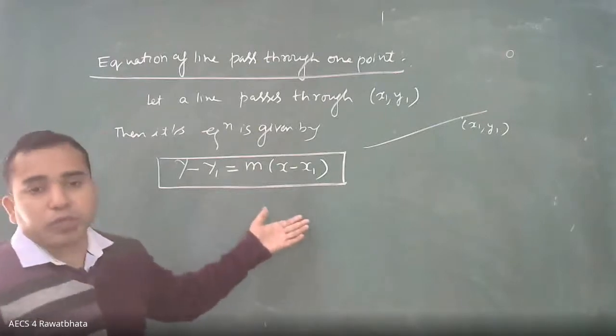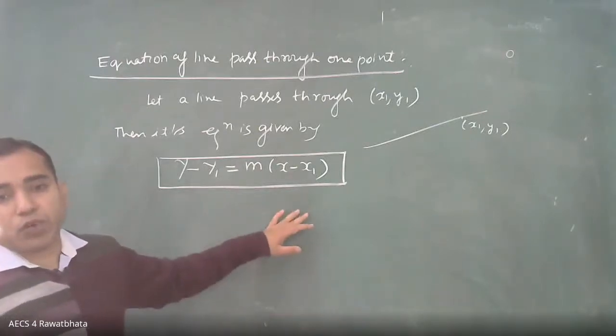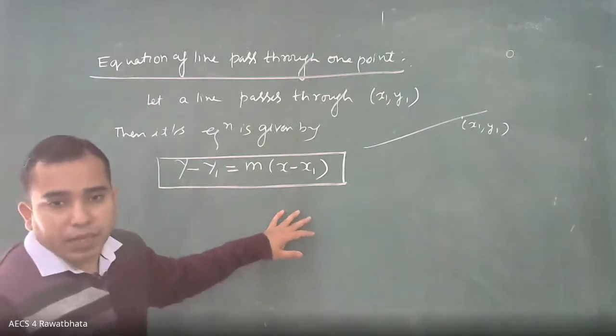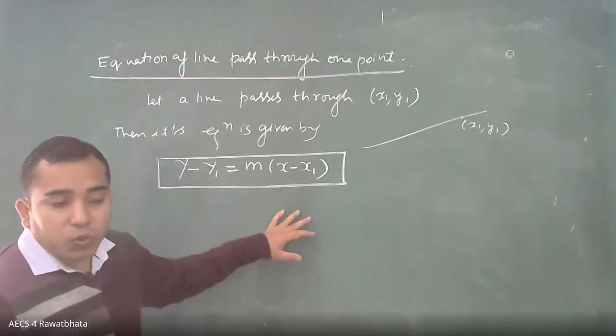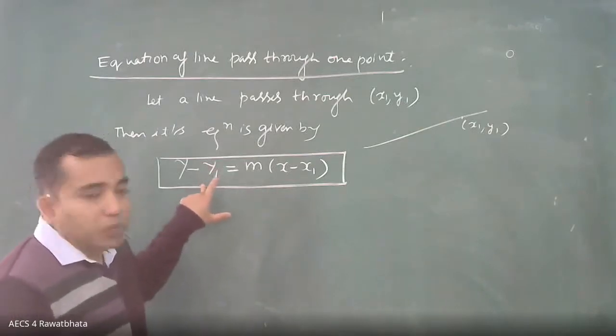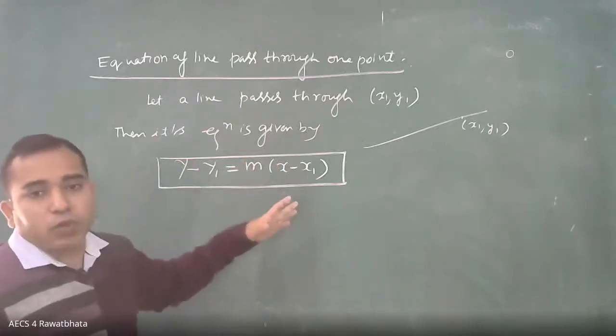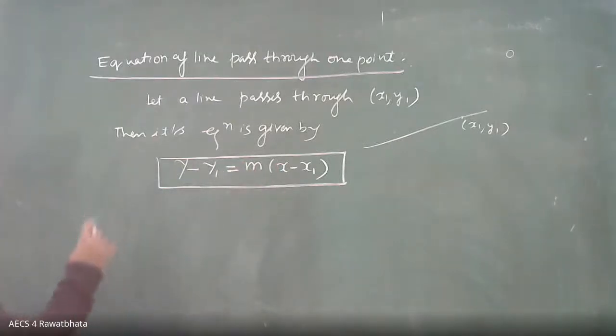This formula is going to be used plenty of times, super useful, super important for us, a very basic formula. For any equation of a line on which a point is given, you can put its coordinates in place of x1 and y1. Slope you should know, put the value of slope, and then the equation will be ready. So this is one formula.